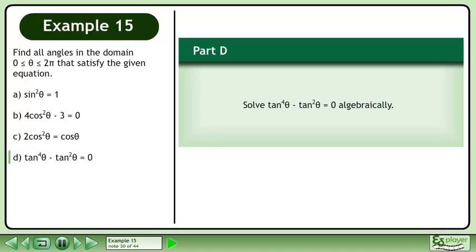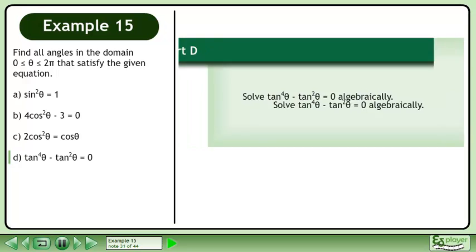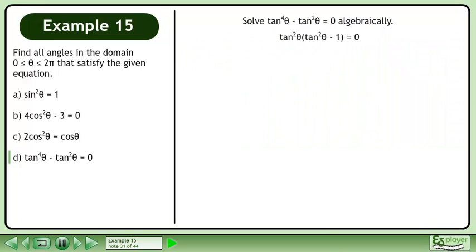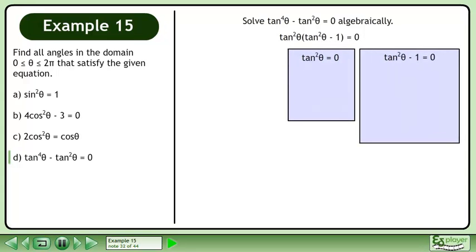In part D, solve tan theta raised to the power of 4 minus tan squared theta equals 0 algebraically. Factor out tan squared theta to get tan squared theta times tan squared theta minus 1 equals 0. Set each factor equal to 0. Square root both sides. This gives us tan theta equals 0.